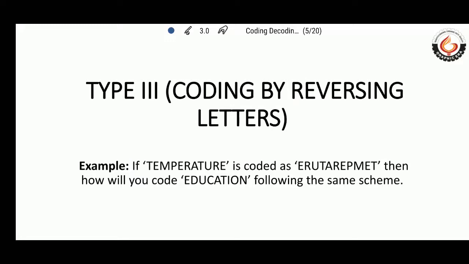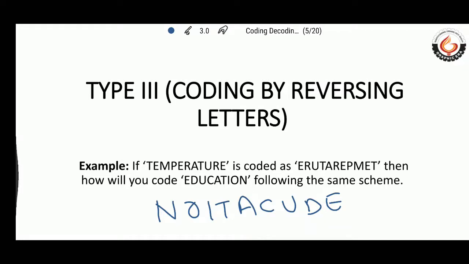But there could be questions in which they might be reversing the letters in groups. Like they reverse the first 3, then the next 3, then the next 3, then the next 3. Or they could be reversing them in groups of 4. Similarly, what could be the code of EDUCATION? The code of EDUCATION should be NOITACUDE. This is just the same reversal of all the letters. So this is type 3.